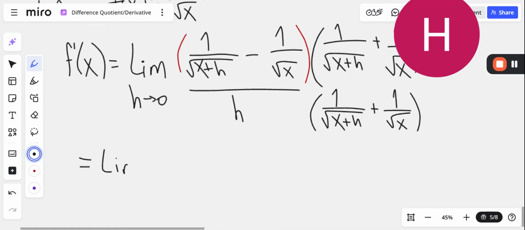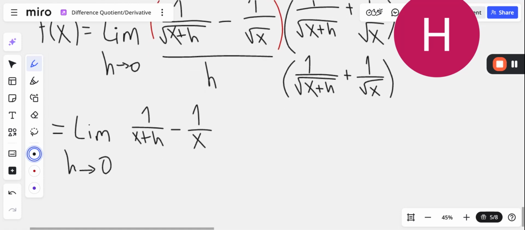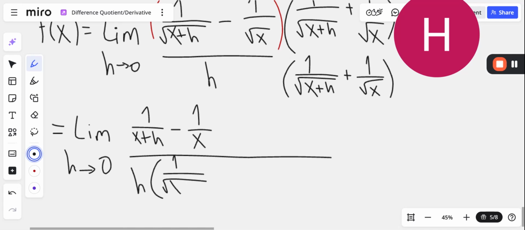So this is going to become the limit as h goes to 0 of 1 over x plus h, minus 1 over x. So now you see it really does become a lot like the rational situation, but there's this extra thing going on here, right, where we have this thing in the bottom, plus 1 over square root of x.